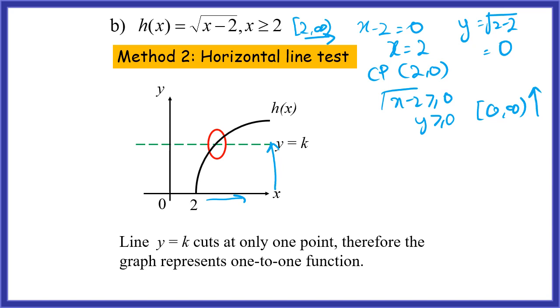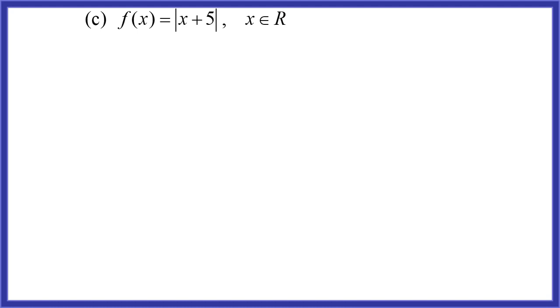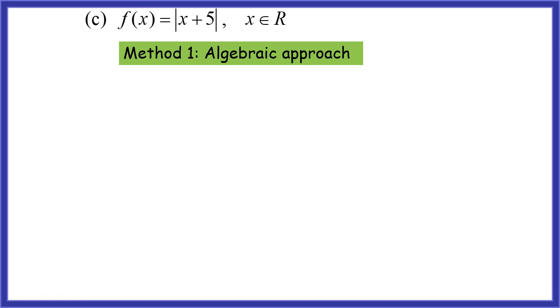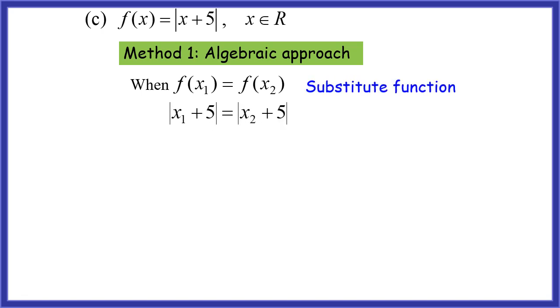Okay, so let's move on to question C. f(x) equals the absolute value of x plus 5, where x is an element of the real numbers. So everything in the real numbers is the object. So method 1, using the algebraic approach, for f(x1) equals f(x2), it will be the absolute value of x1 plus 5 equals the absolute value of x2 plus 5.